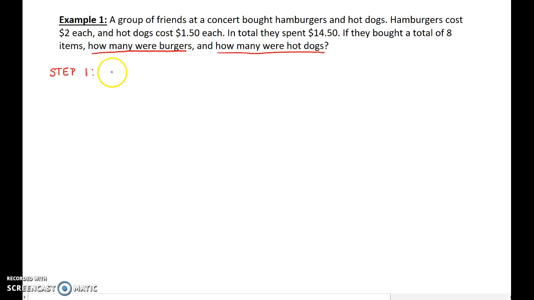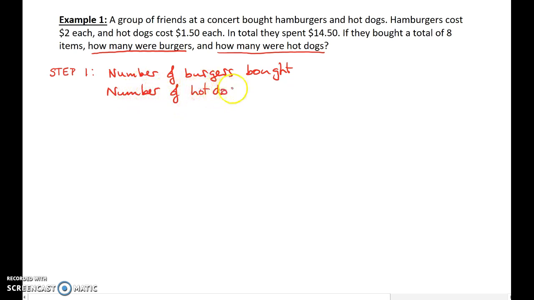So let's say the two unknowns are the number of burgers that were bought and the number of hot dogs. Okay, so we have our two unknowns.